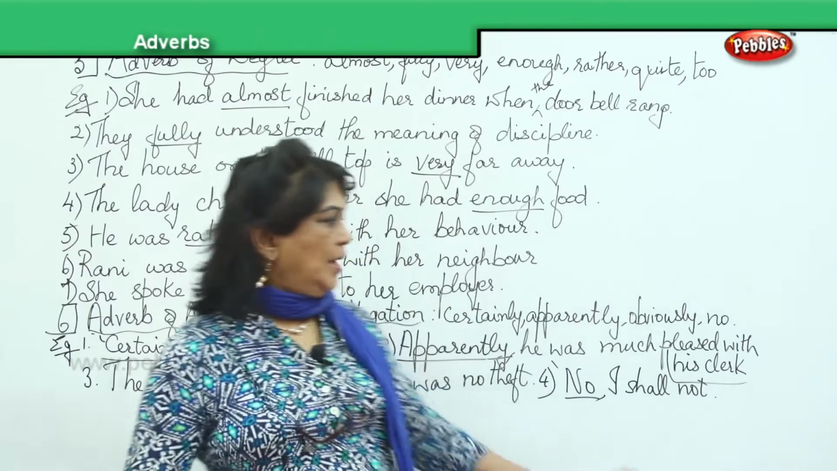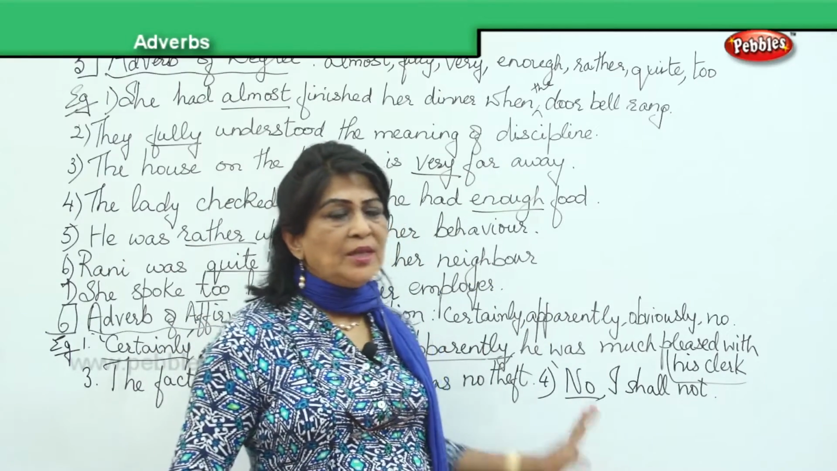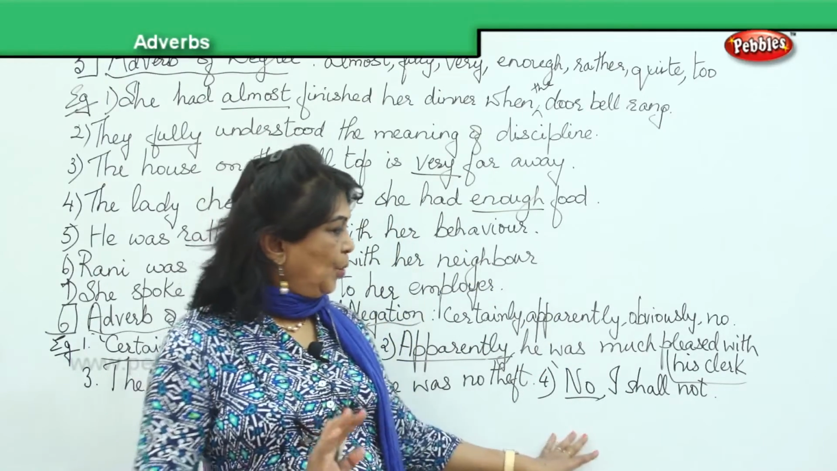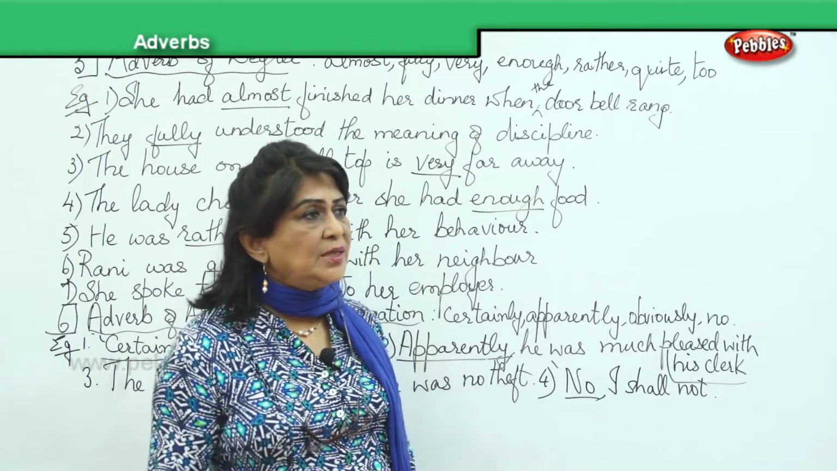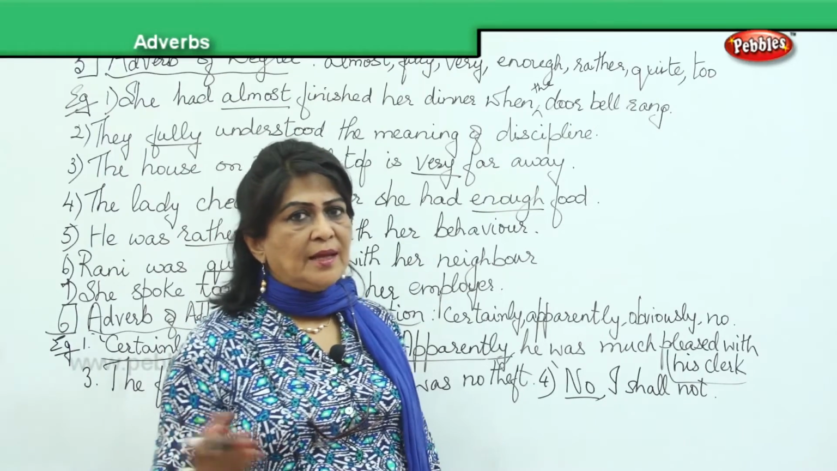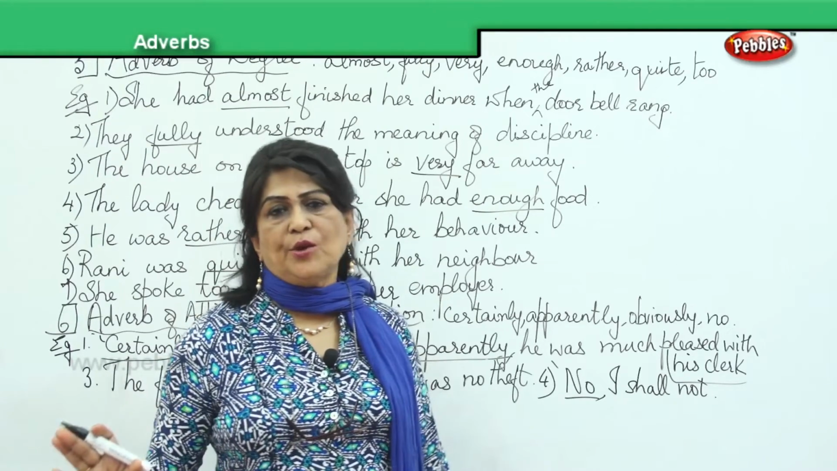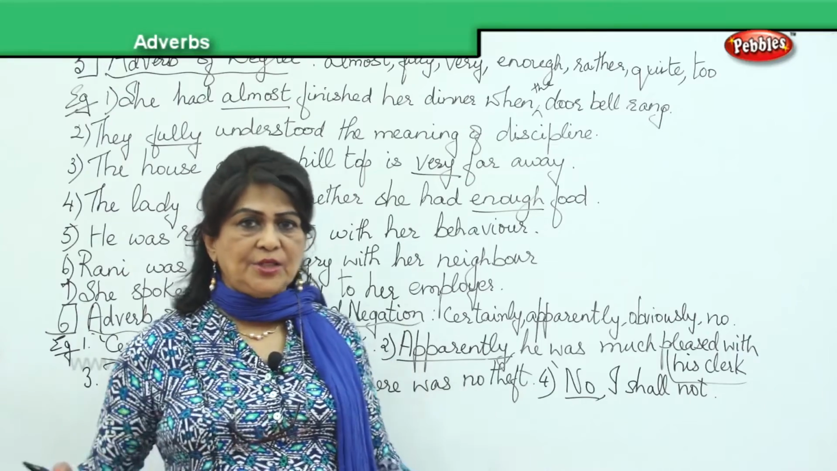No, I shall not. Here, no is negation. Will you be able to do this? No, I shall not. Will you please drop my son at school? No, I shall not. So, this is negation.